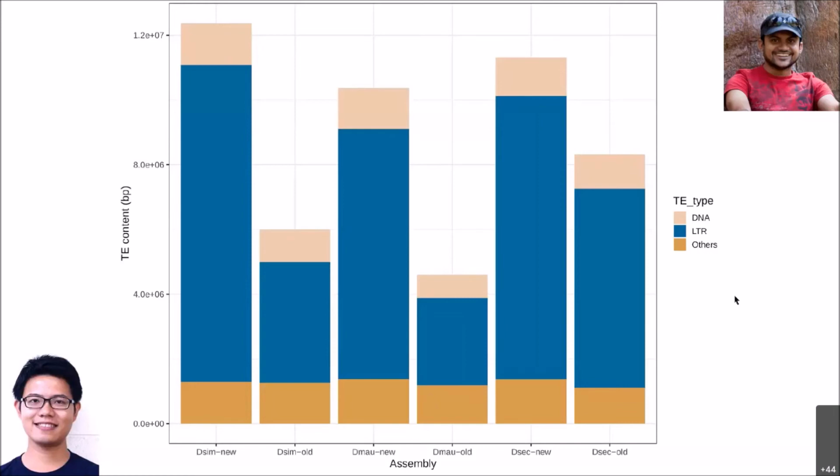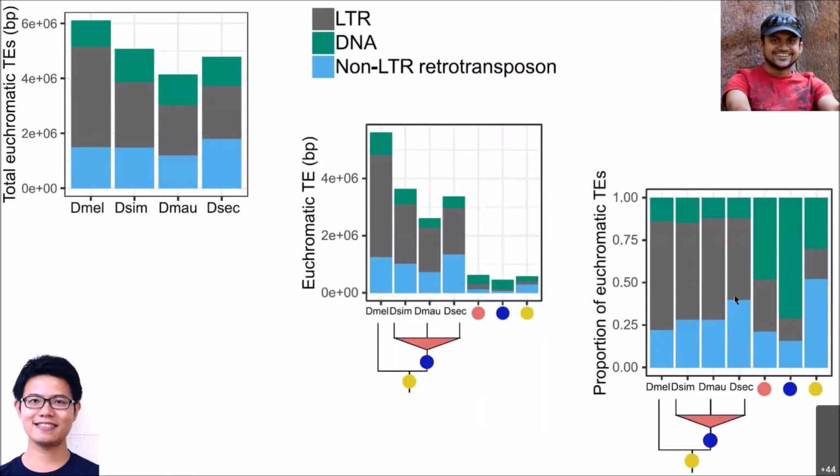If we move on to the next slide, we can look at this across the entire melanogaster complex. On the top left-hand corner, you'll notice, yes, Drosophila melanogaster absolutely has more TEs, but the amount of excess it has compared to, say, Drosophila simulans and Drosophila sechellia is not that much, especially compared to sevenfold. It's not remotely sevenfold in the chromatin.